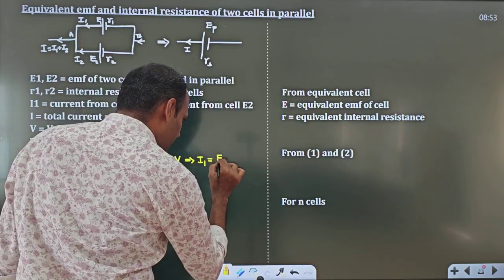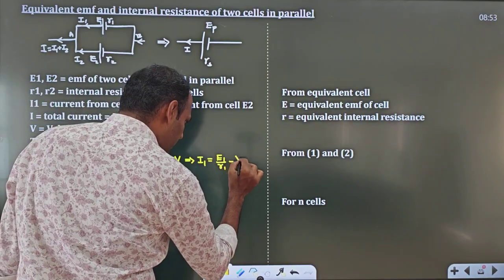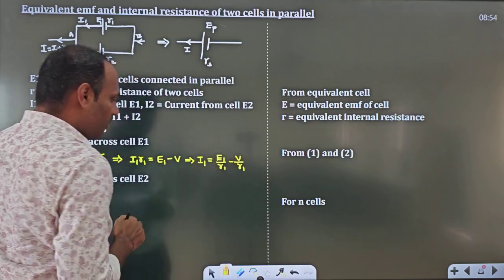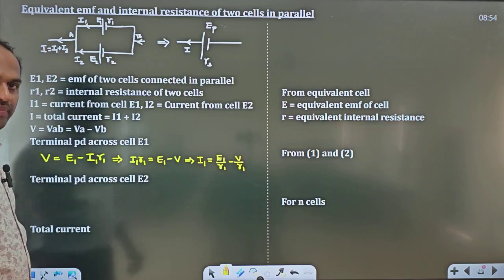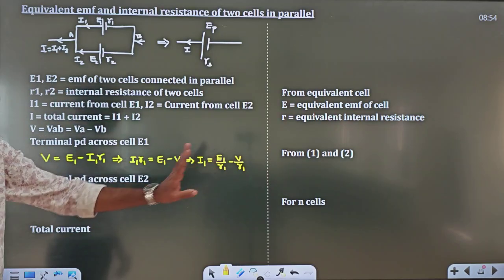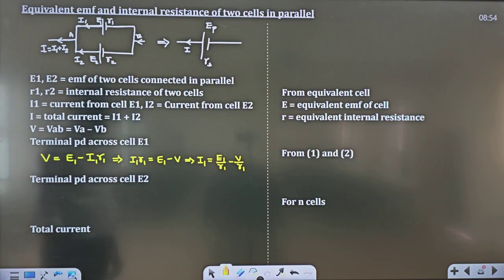So I will get it as E1 divided by R1 minus V divided by R1, whole divided by R1. We have divided and split it. Correct? So what I got is the equation of I1.